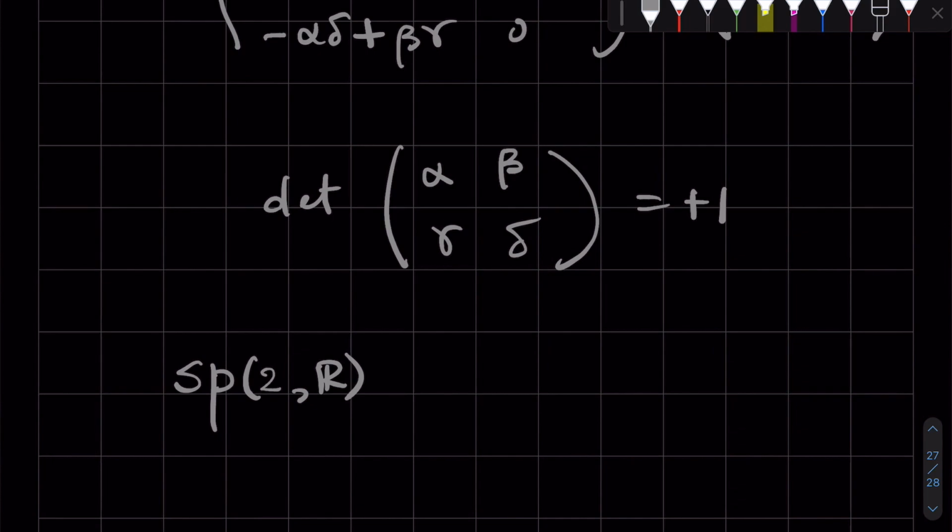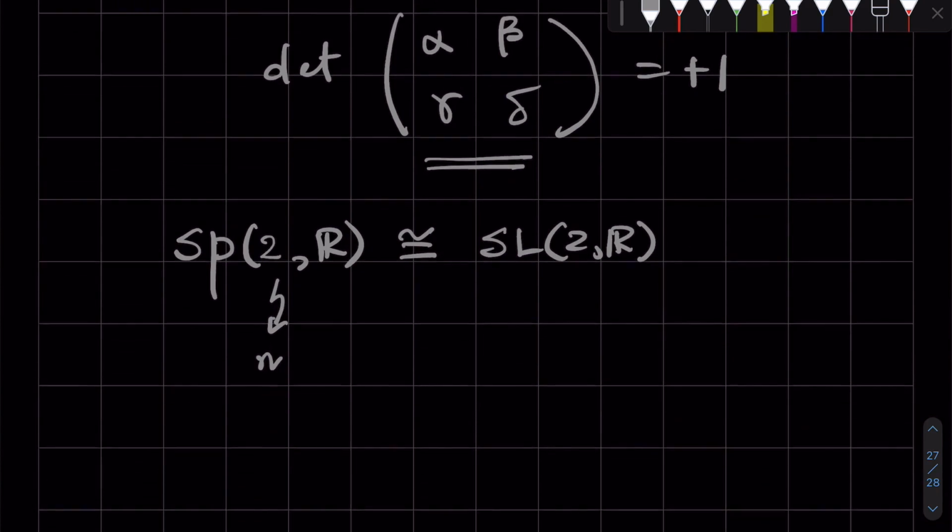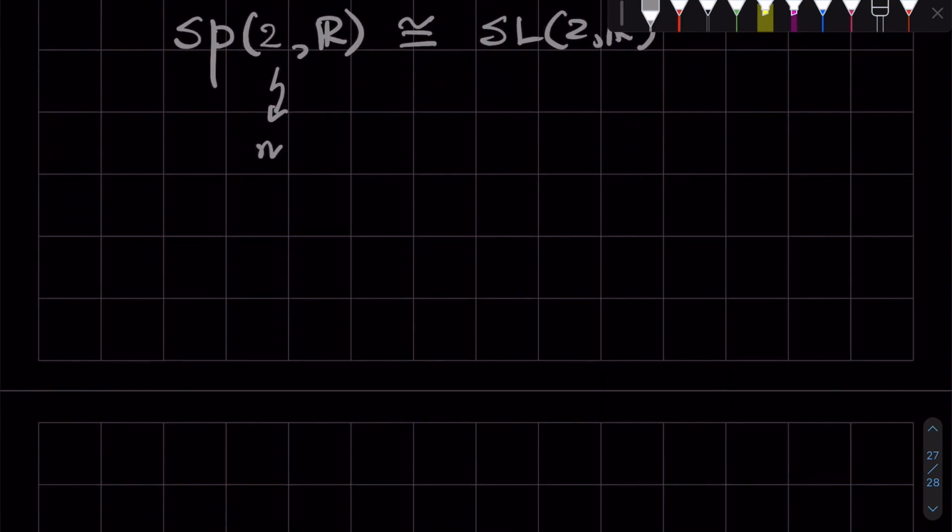Now, incidentally, see that this is also the condition for the group SL(2, R). So for n equals 1, Sp(2, R) is equal to SL(2, R). This need not be the case in higher dimensions. Okay, this is an accident of lower dimension. Now let's look at the generators of Sp(2, R).